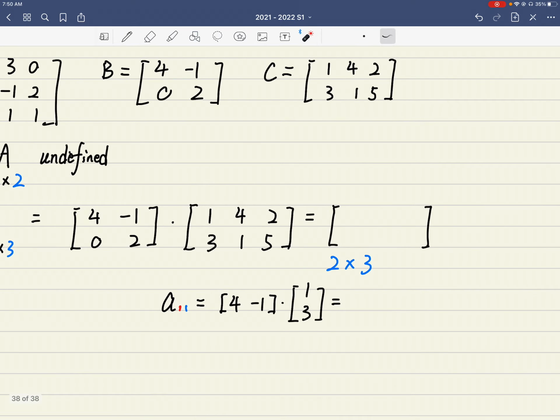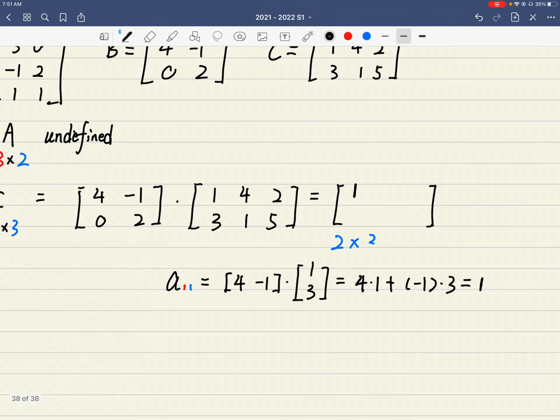This product is simply the first number times the first number plus the second number times the second number. Sorry, here's a typo. It's 4 times 1. So the result is 1. So the 1,1 entry of the product is 1. You're going to do the same for all 6 different entries. Let's do it one more time.